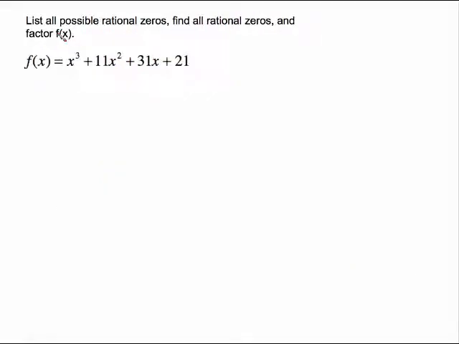This problem is a little bit more involved than the last problem. First off, it asked me to list all possible rational zeros. If you have a coefficient of 1 in front of the highest power, then your possible rational zeros are just the factors of the back number, plus or minus thereof. So my possible rational zeros are 1, 3, 7, 21. So these are our possible rational zeros, plus or minus 1, 3, 7, 21. Those are the only numbers that could possibly be zeros for this polynomial.